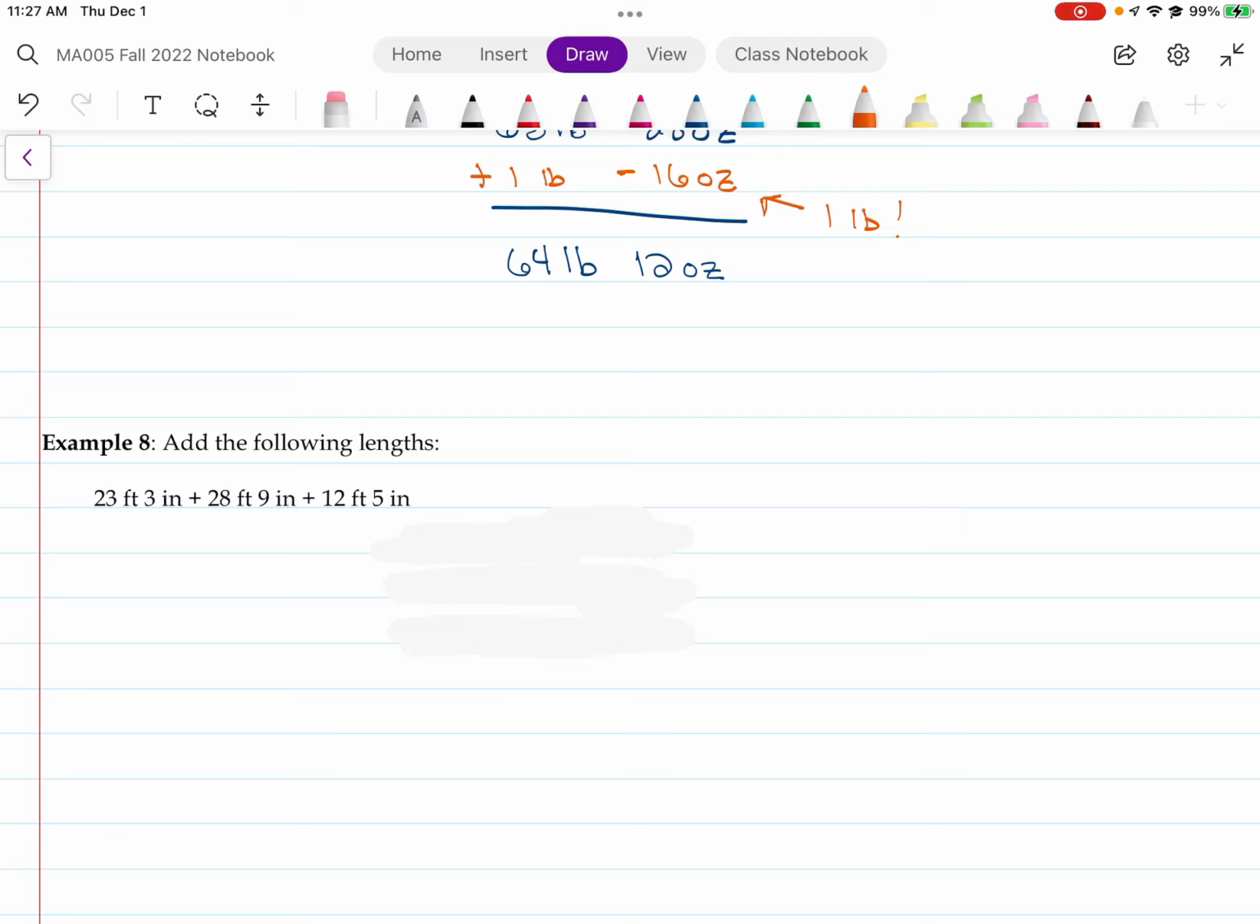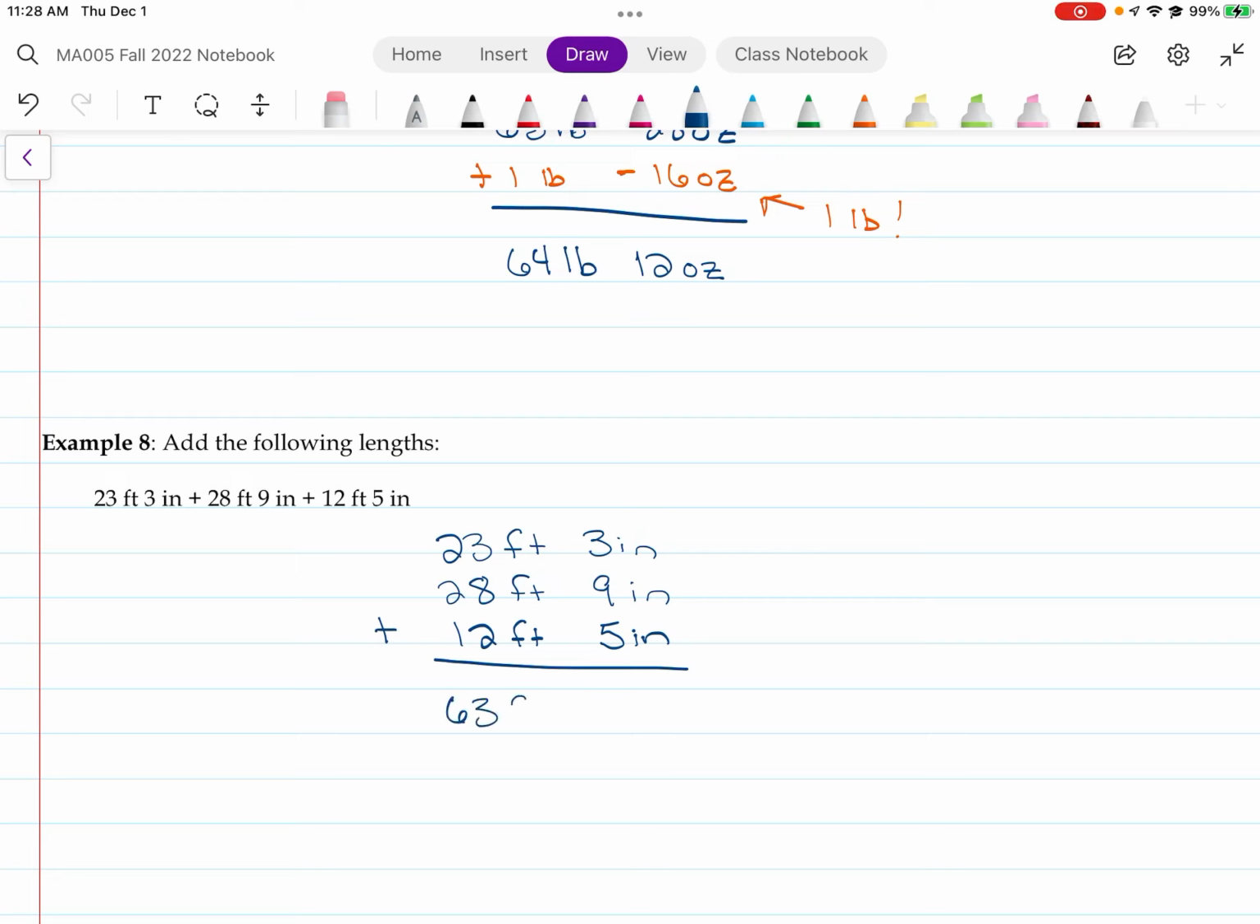All right, so we've got 23 feet 3 inches plus 28 feet 9 inches plus 12 feet 5 inches. And we're going to add all of these together. So 23 plus 28 plus 12 is 63 feet. Then 3 plus 9 plus 5, and I'm going to have to do this on the fly here because I changed this after I made my key. So 3 plus 9 is 12, plus 5 is 17 inches.